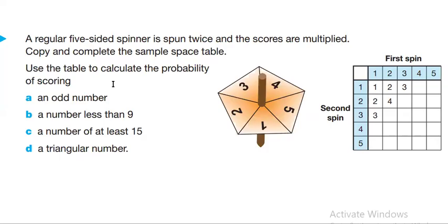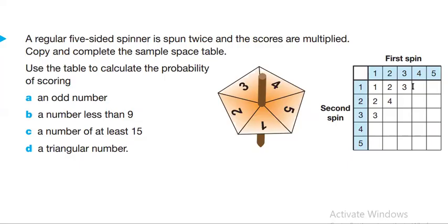Another question that uses the same idea about sample space and the sample space table is this question. A regular five-sided spinner is spun twice, and the scores are multiplied. So here, the scores are multiplied. As we said, always read the question. Copy and complete the sample space table. So first, we're going to fill the gaps by multiplying the scores together.